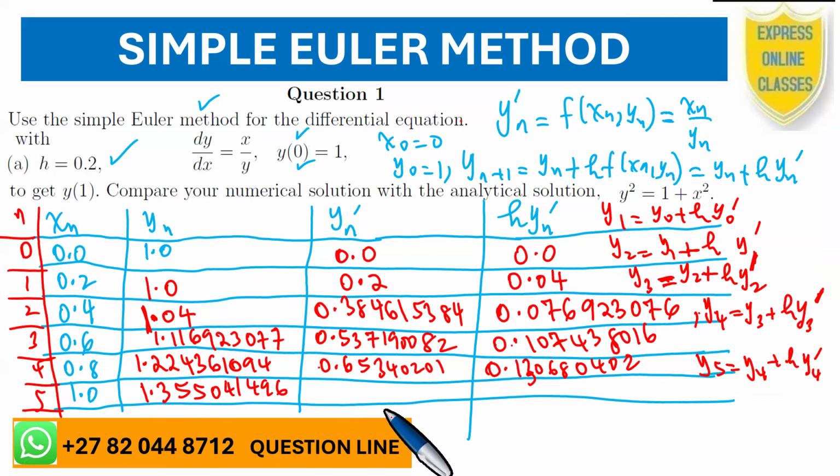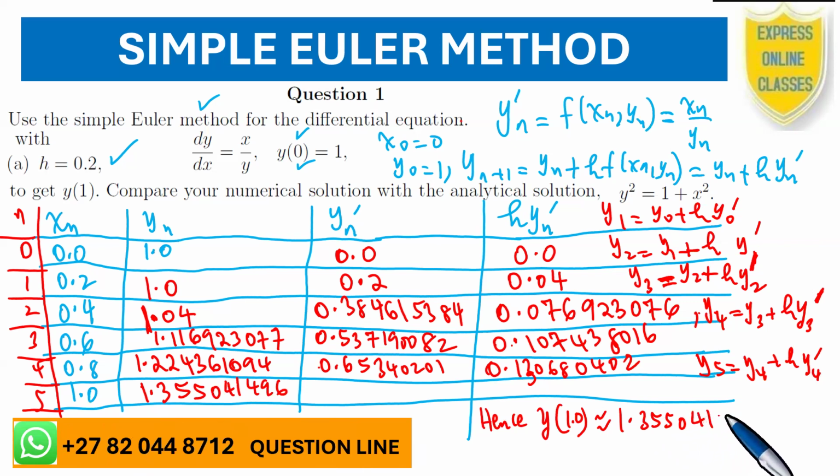So we don't have to continue with the rest, because now we can say, hence, y at 1.0, which is just 1, is approximately 1.355041496. This is at step number 5. That is the simple Euler method.